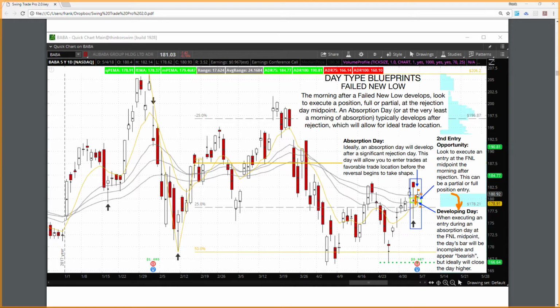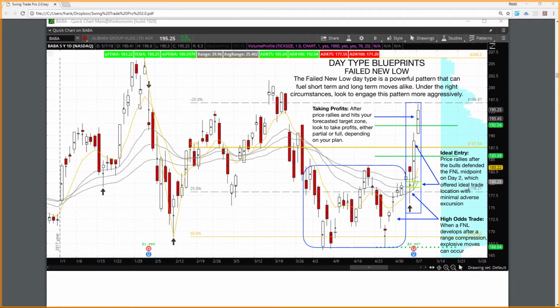Now, by the end of the day, as long as it continues to hold above that midpoint, this trade is good. It's good to go. You just let it play out. Now, any failure to hold that zone on a closing basis would open up much more weakness. Ideally, an absorption day will develop after a significant rejection day, and this allows you to enter trades at favorable trade location. That's what happened here. And again, once you're in, let the thing play out and see what happens as long as price continues to hold above that midpoint by the end of the day.